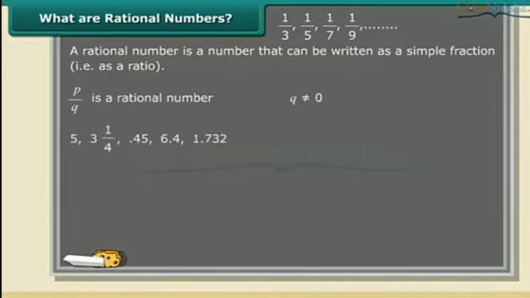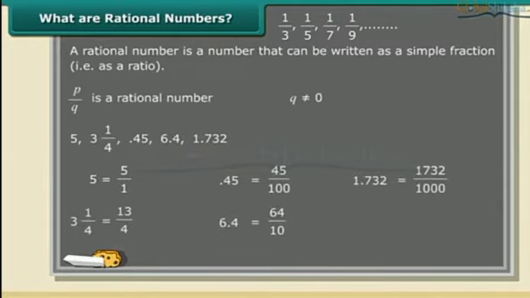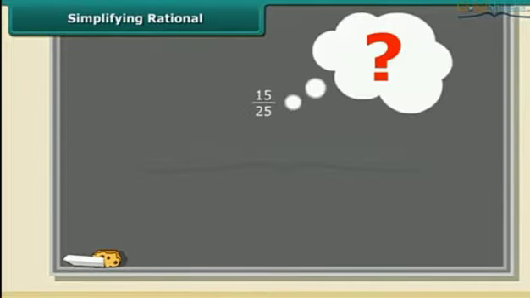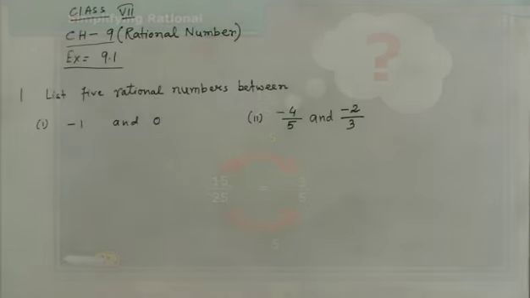Can you tell me if these numbers are rational numbers? Yes, these all are rational numbers. So rational numbers are simply the numbers of arithmetic. Sometimes we can write the rational numbers in this way also. Can you simplify it again? Yes, you can divide both the numerator and denominator by 5 to get 3 by 5. This is the simplest form.